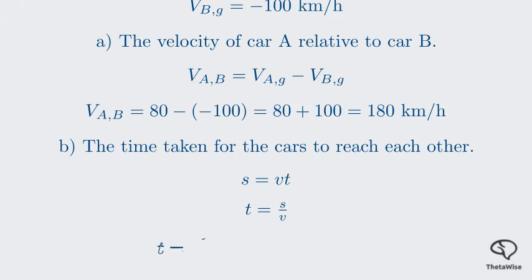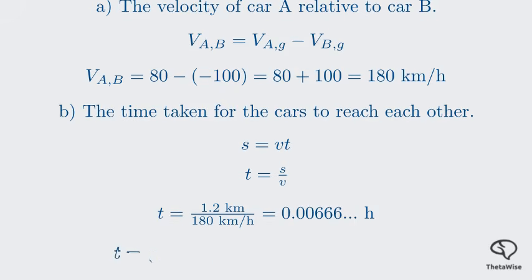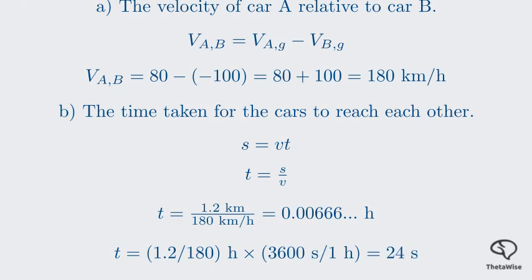Here, s is the initial distance, 1.2 kilometers, and v is the relative speed, 180 kilometers per hour. Dividing them gives us approximately 0.006666 hours. The problem is likely expecting an answer in seconds. Let's convert. We multiply the time in hours by 3,600 seconds per hour. This gives us exactly 24 seconds. So the cars will meet 24 seconds after starting.